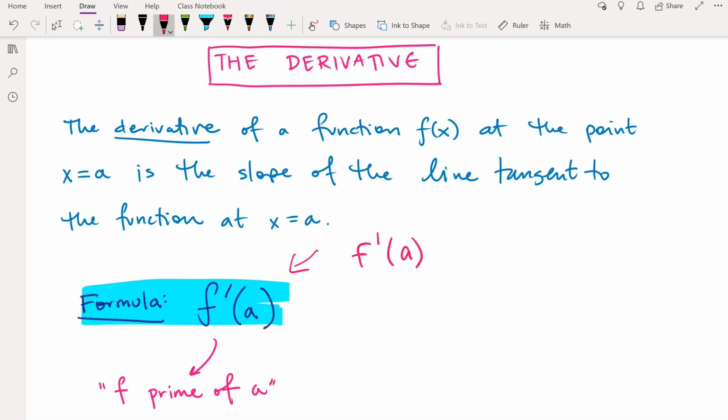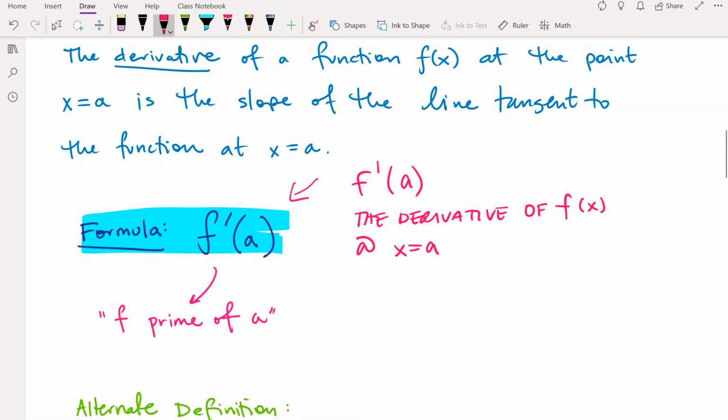And this also means, so you need to write this down, this also means the derivative of f of x at x equals a. That's what f prime of a is. And again, the derivative is the slope of the line tangent to the function at that x value.